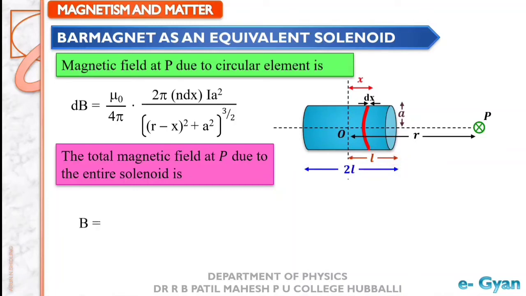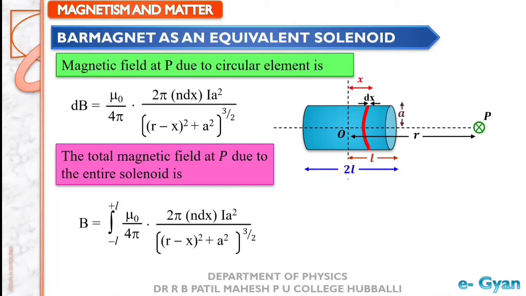Substituting their respective limits, we get the equation to be B is equal to integration from minus L to plus L, mu naught divided by 4 pi into 2 pi n dx I a square divided by (r minus x) square plus a square whole to the power 3 by 2.